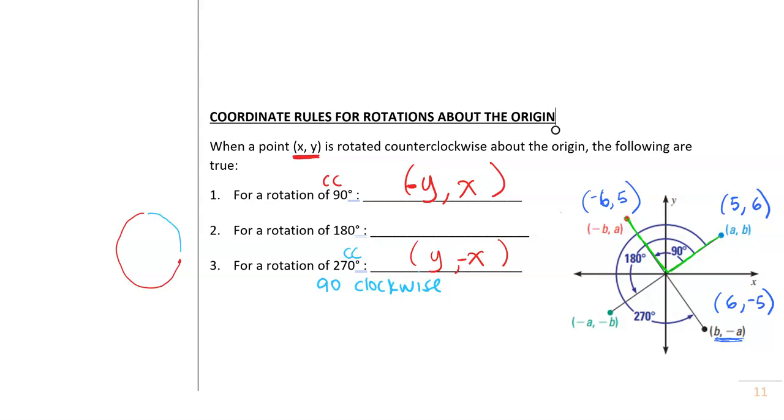270 is a little bit more straightforward. So look at 270 down here. The A and the B don't change location, but they just switch sign. So in my example I made up here, it would be -5, -6.